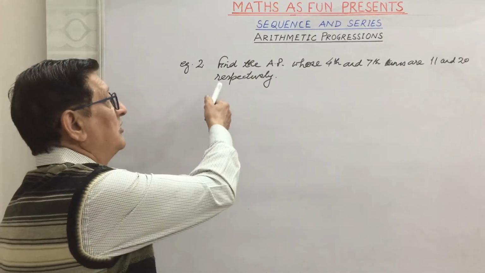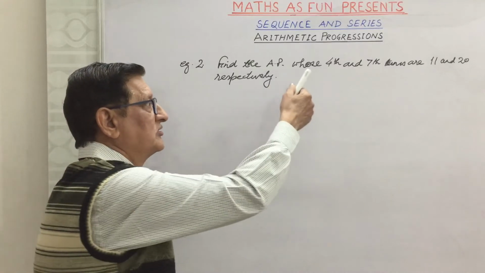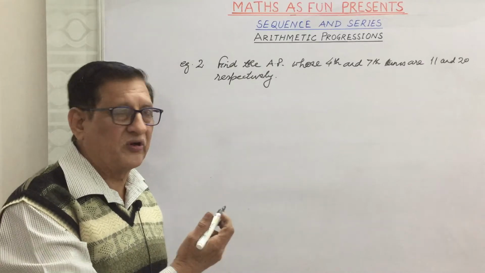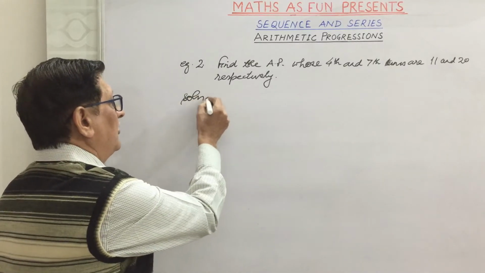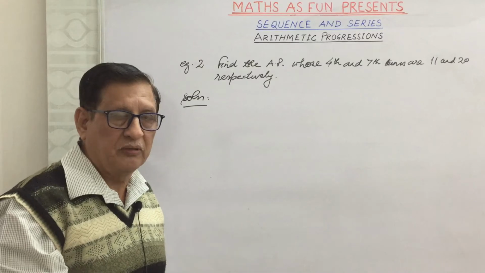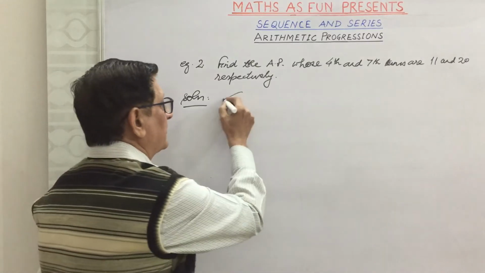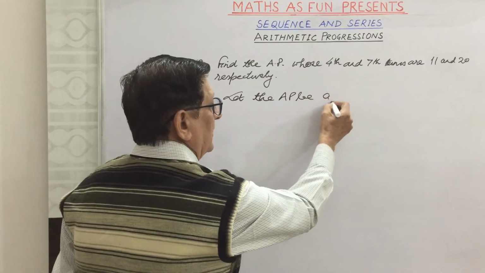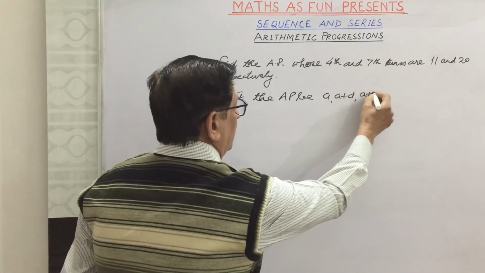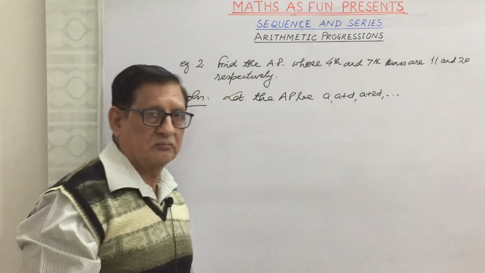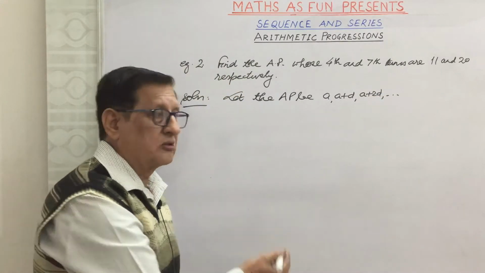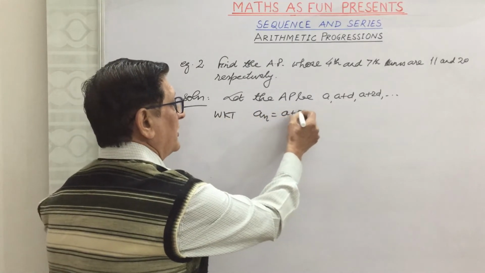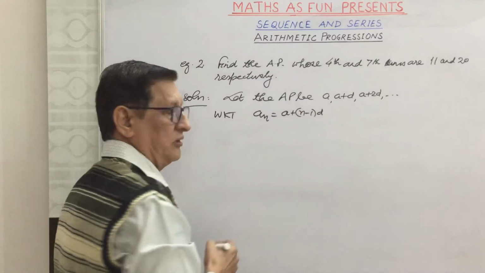And the example is, find the AP whose 4th and 7th terms are 11 and 20 respectively. What we do to find the solution of such a problem: first of all we will consider the AP in the general form. So we write, let the AP be A, A plus D, A plus 2D and so on. Now we will write the general term. We know the formula that An is equal to A plus (n minus 1) into D.